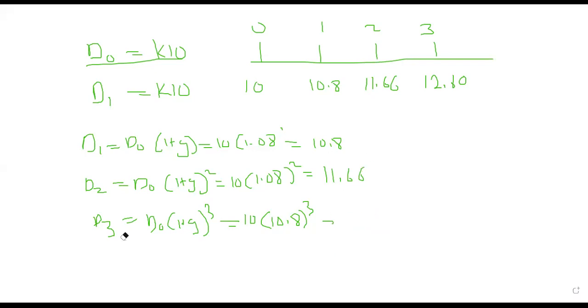12 point what? 12.60. I still found 12.4. Okay, 10 times 1.08 to the power 3 is 12.597. I just rounded it off to 12.60. How do you get this one?